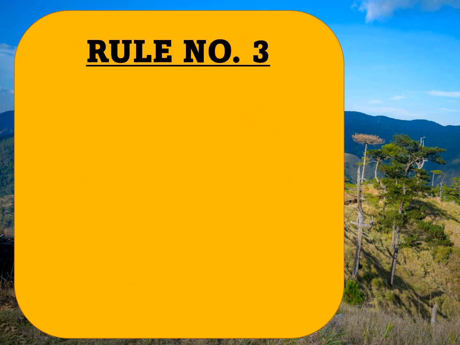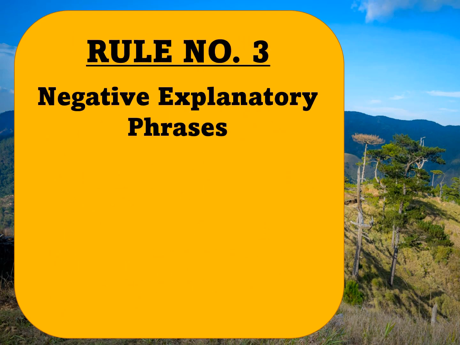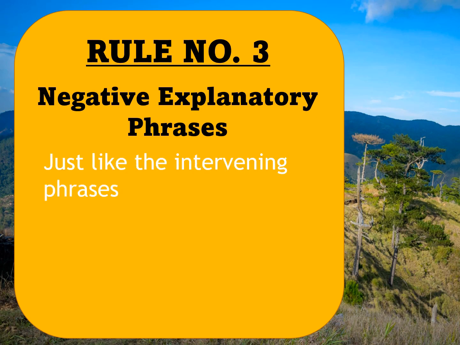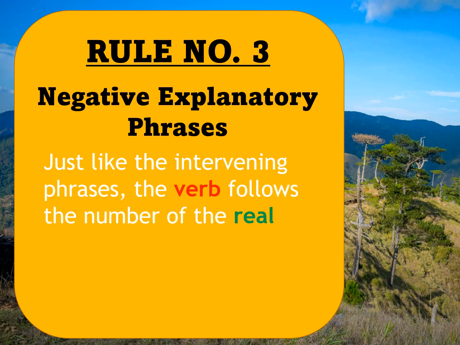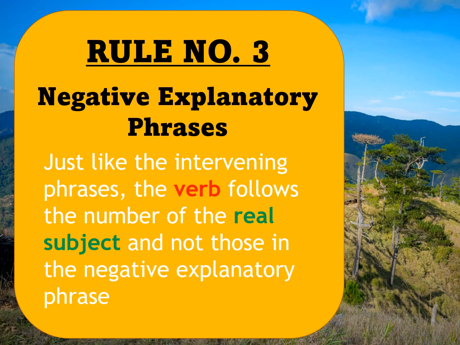Rule number 3. Negative explanatory phrases. Just like the intervening phrases, the verb follows the number of the real subject and not those in the negative explanatory phrase.